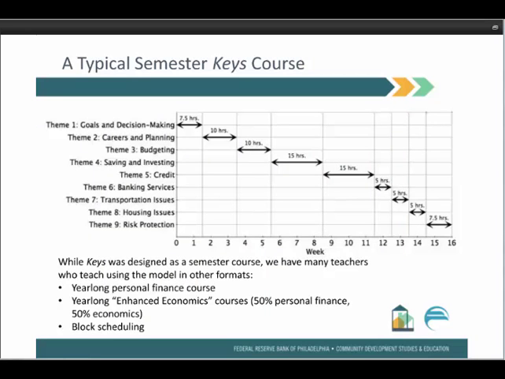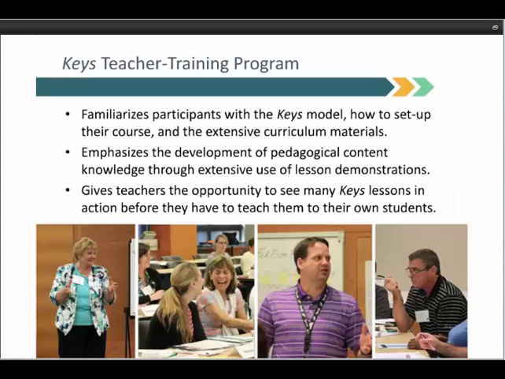We've sketched out what a typical Keys to Financial Success semester would look like, covering all 9 themes over a 16-week semester. And this is important because pacing, as you can imagine, is very important when you're going through an entire semester course. It's important to note that teachers have used this as a year-long personal finance course. They've used it as part of what we call an enhanced economics course. This is primarily in Delaware, where over the course of an entire year, the students are getting 50% economics and 50% personal finance. And we've also had teachers be very successful using this in block scheduling. Let's go to the next slide.